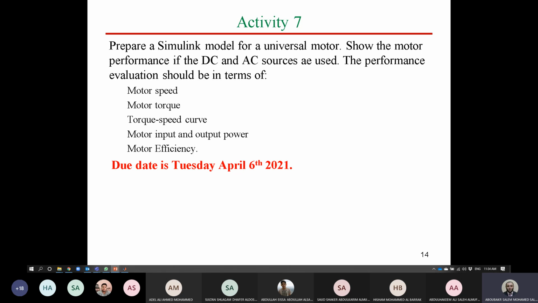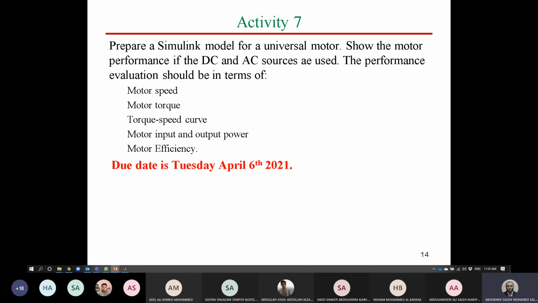Now this is the time for activity number 7. I need from all of you to prepare a Simulink model for a universal motor. You know now the equivalent circuit of the universal motor, and you made a simple one before for a DC motor, so you can modify it. You know the mechanical torque equation; it's similar to the DC motor, nothing is different. So you just need to implement a simple model to include the universal motor in a MATLAB Simulink file and supply this motor by DC and AC source.